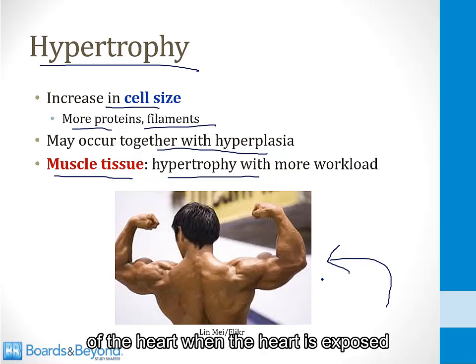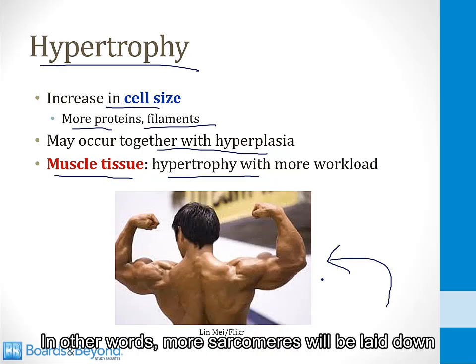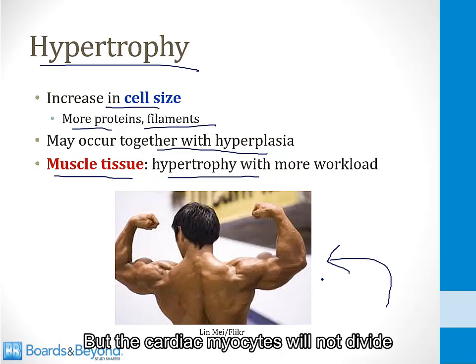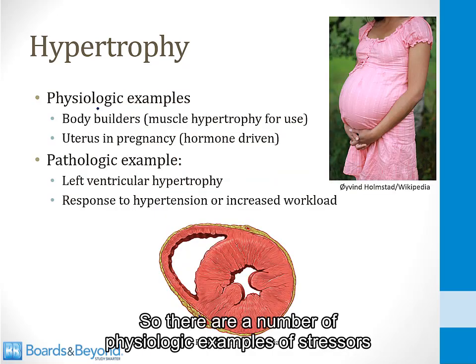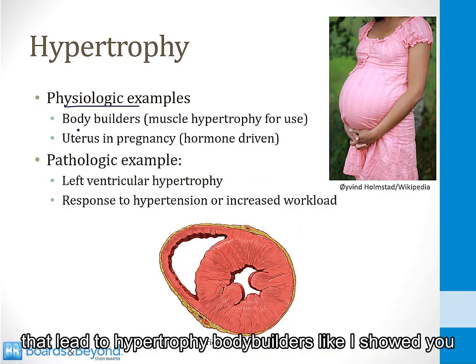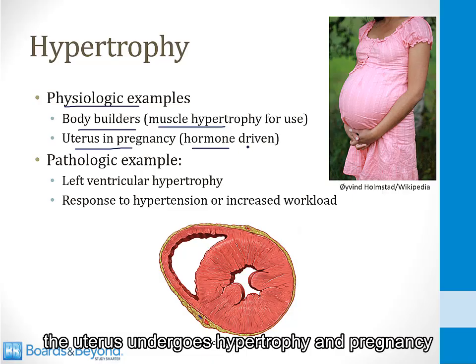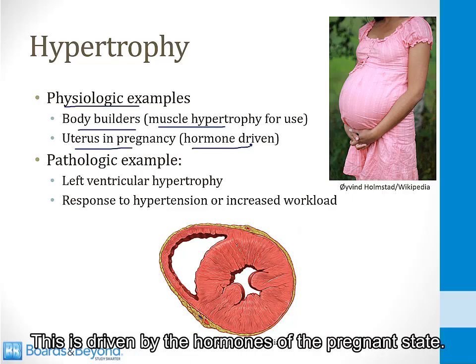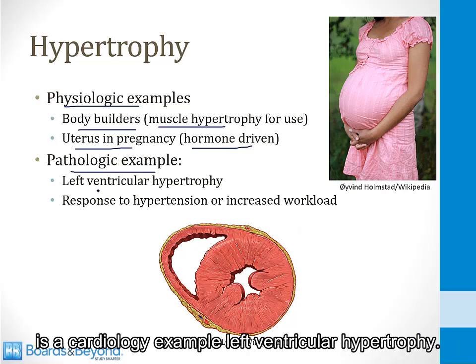When the heart is exposed to increased afterload, it will undergo hypertrophy. In other words, more sarcomeres will be laid down in the cardiac myocytes, but the cardiac myocytes will not divide and increase in number. In other words, they will not undergo hyperplasia. So there are a number of physiologic examples of stressors that lead to hypertrophy. Bodybuilders, like I showed you on the last slide, undergo muscle hypertrophy. The uterus undergoes hypertrophy in pregnancy. This is driven by the hormones of the pregnant state. And then the classic pathologic example of hypertrophy is a cardiology example, left ventricular hypertrophy.